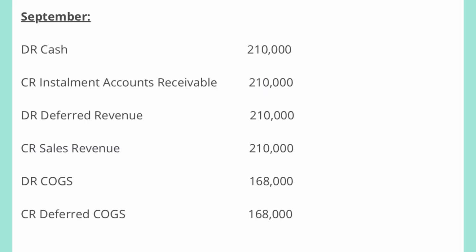September. DR cash 210,000. CR installment accounts receivable 210,000. DR deferred revenue 210,000. CR sales revenue 210,000. DR COGS 168,000. CR deferred COGS 168,000.